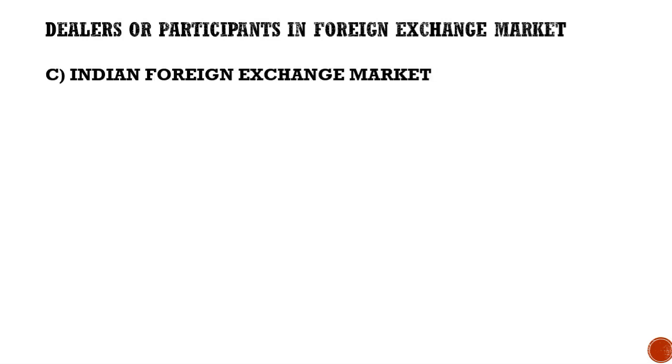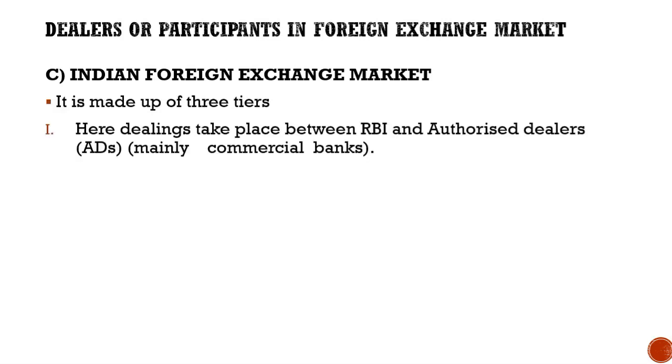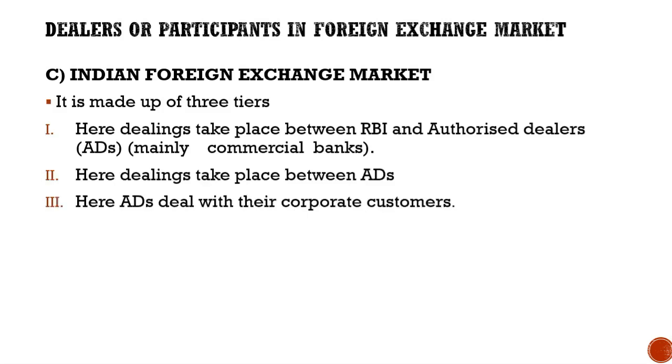Now the third part under this particular topic was the Indian foreign exchange market. In India, the foreign exchange market is made up of three tiers. First, the dealing takes place between the RBI and the authorized dealers. Second, the dealings take place between the authorized dealers themselves. And third, the authorized dealers deal with their corporate customers.